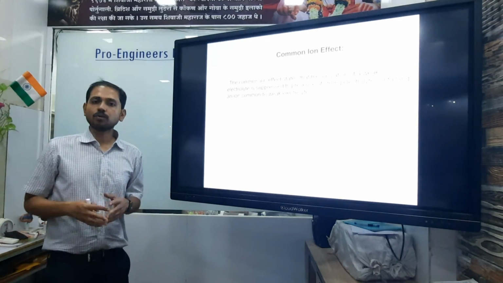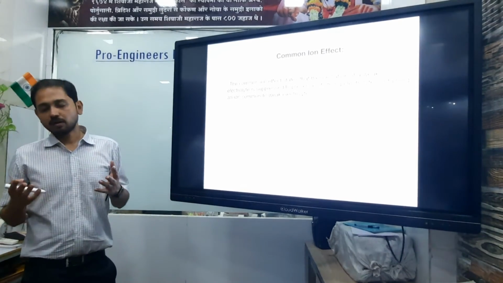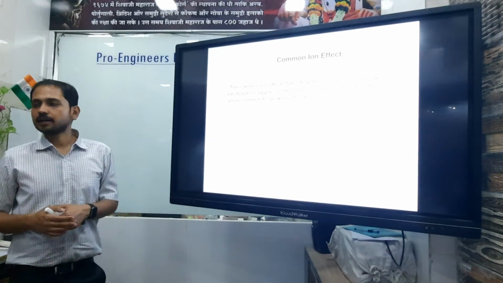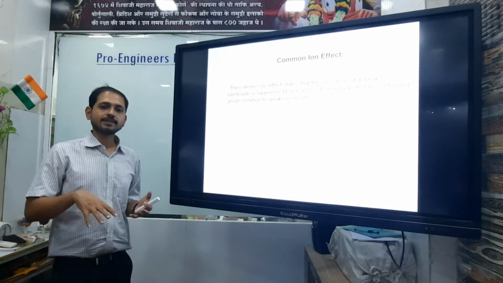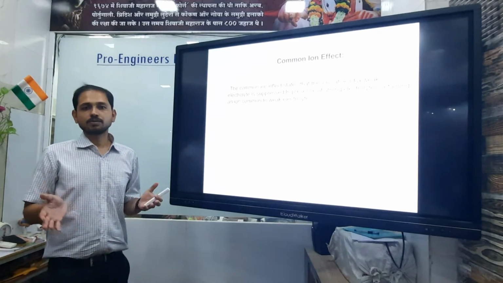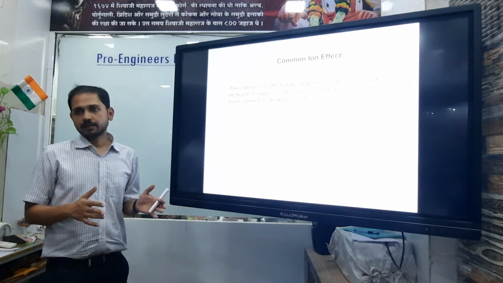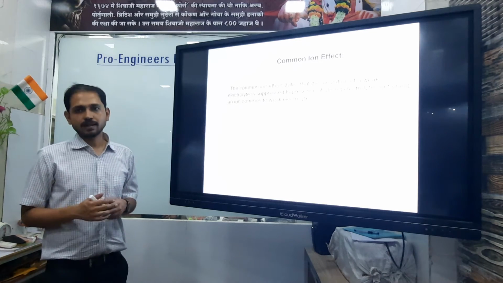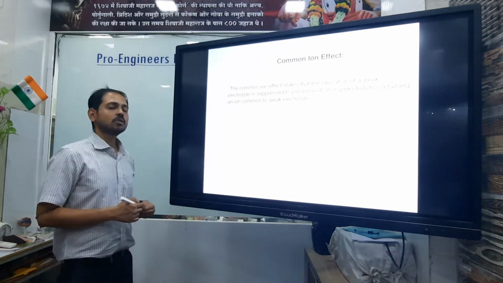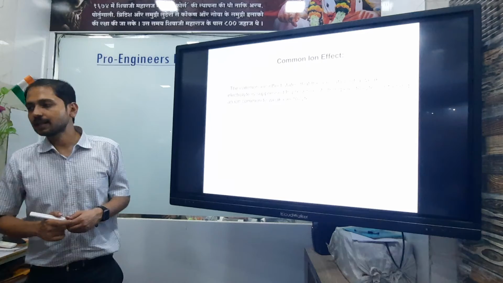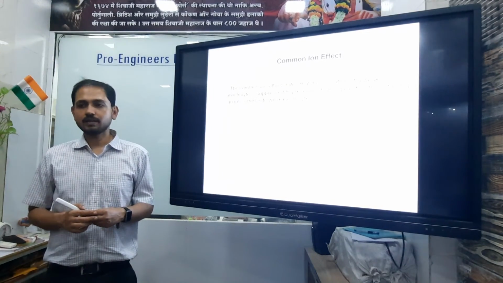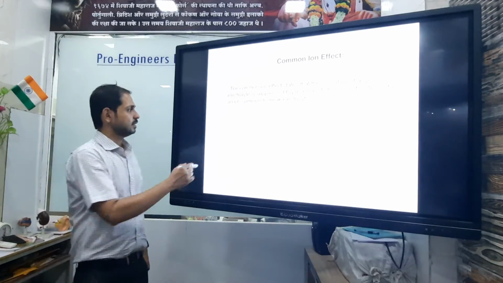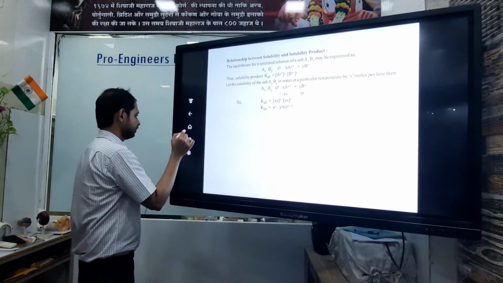As we already know, weak electrolytes do not dissociate 100% in the solution. So if we add some common ion, then the dissociation will be hampered, right? It may increase or decrease, that we need to study here. I hope all of you remember the Le Chatelier principle from the 11th standard. Can you remember this Le Chatelier principle?